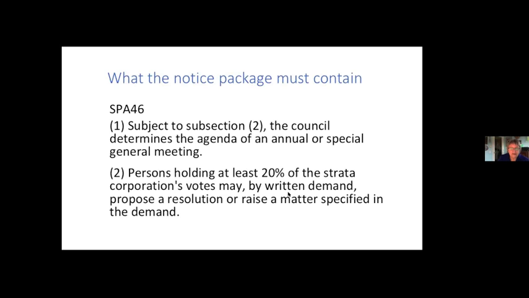Subsection 2 says that persons holding at least 20% of the Strata Corporation's votes, by written demand, can propose a resolution or raise a matter. What that means is the owners can petition the council to either add a matter to the AGM or to call an SGM for a specific topic. 20% of the Strata Corporation's votes would need to do a petition for that. But otherwise, the Strata Council determines the agenda.